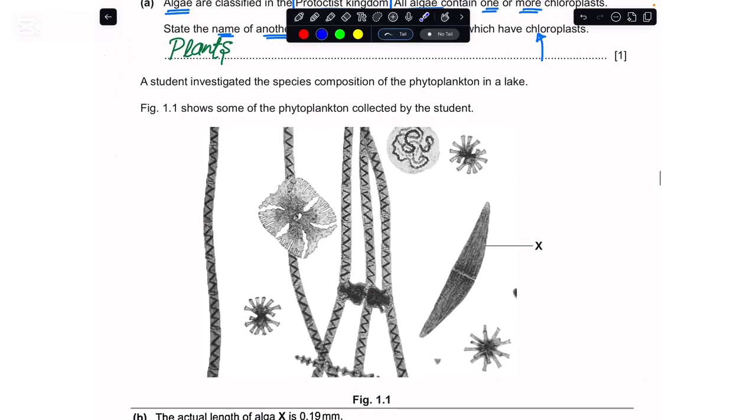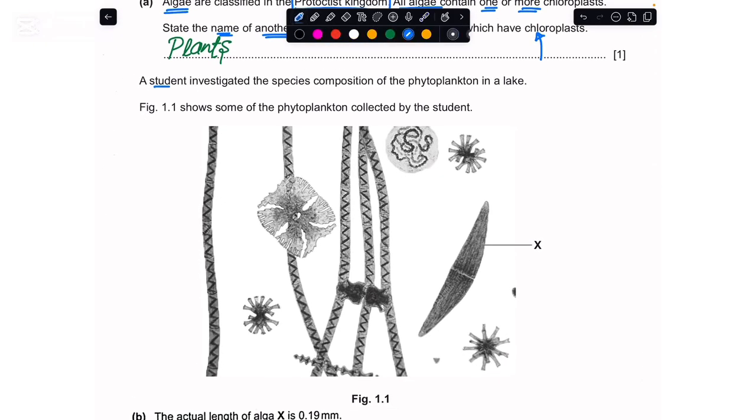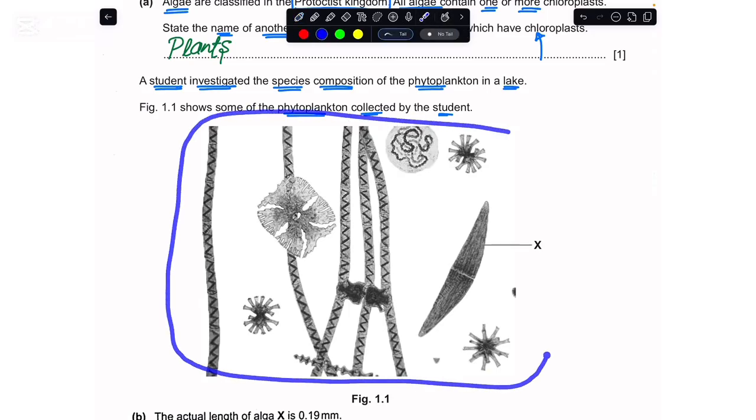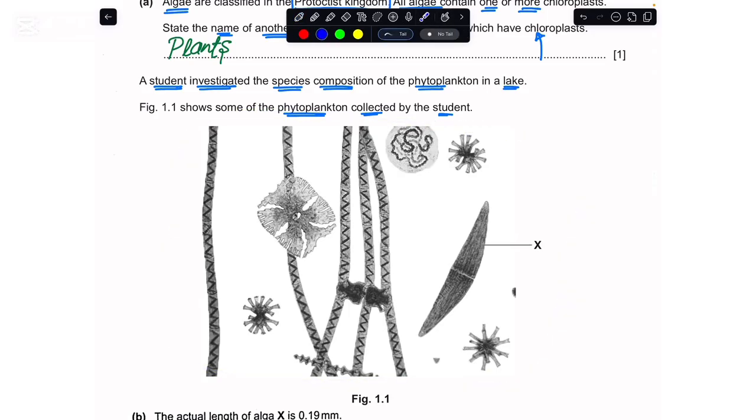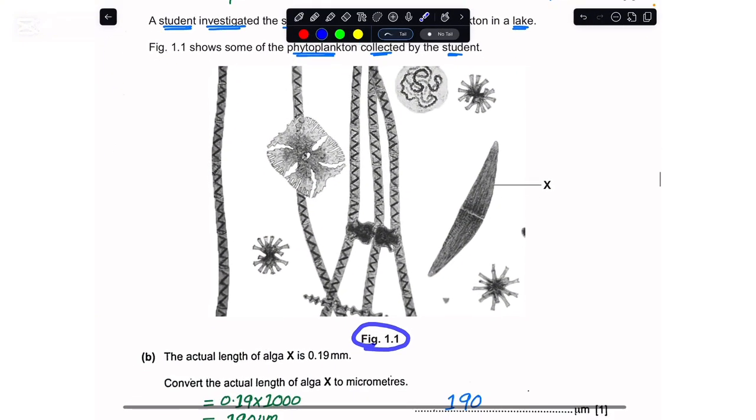Now, moving onward, they say a student investigated the species composition of the phytoplankton in a lake. They went to a lake, came across the species of phytoplankton, and are looking at its composition. Here they have given you some of the phytoplankton collected by the students, and we see a lot of them represented as figure 1.1.